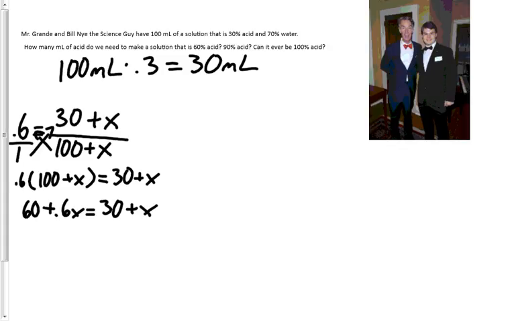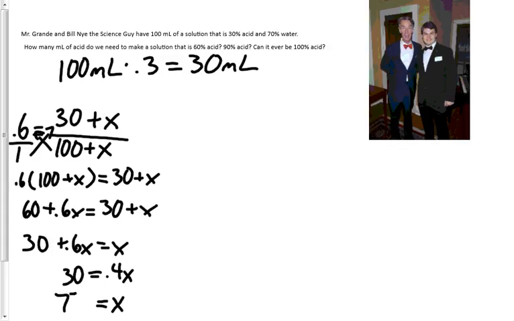I will subtract 30 from both sides and get 30 plus 0.6x equals x. Now I need to subtract 0.6x from both sides. 30 equals 0.4x. When I divide both sides by 0.4, I find that x is equal to 75. But we must remember that since this is an application question, we do in fact have units. So this is 75 milliliters.